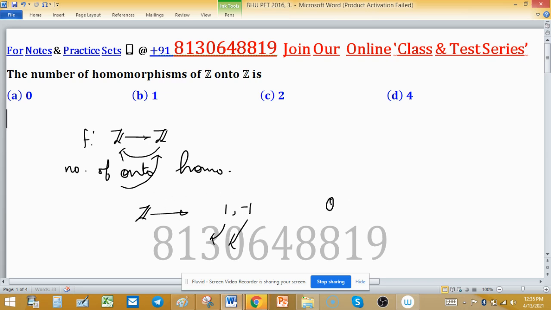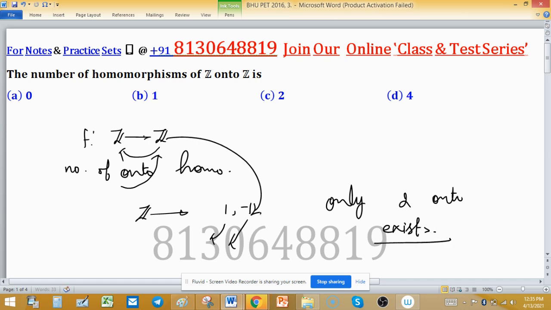It means only two onto homomorphisms exist, because the image set, the codomain, has two generators, 1 and minus 1. It means that they have pre-images in the domain, and those generate the entire domain. So there are only two homomorphisms. So option C is correct.